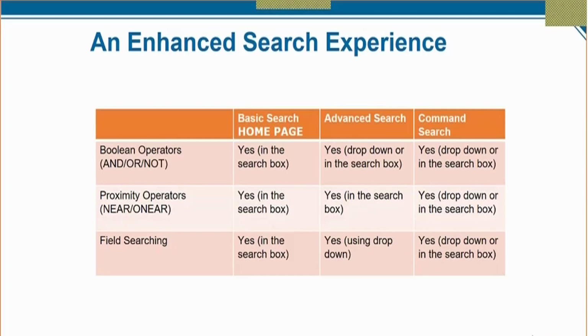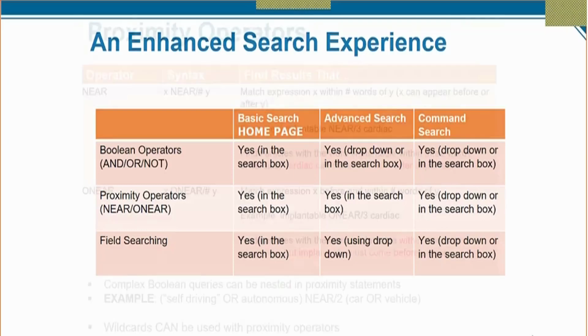Advanced Search, which is linked underneath the search bar on the home page of Xplore, allows you to use the Boolean operators in the drop-down or the search box. You don't have to know the format. The proximity operators, you can use them in the search box, and field searching in the drop-down. Command Search allows you to do everything via the drop-down or the search box. So we've talked about the proximity operators of NEAR and ONEAR. Let's delve into that a little more deeply.